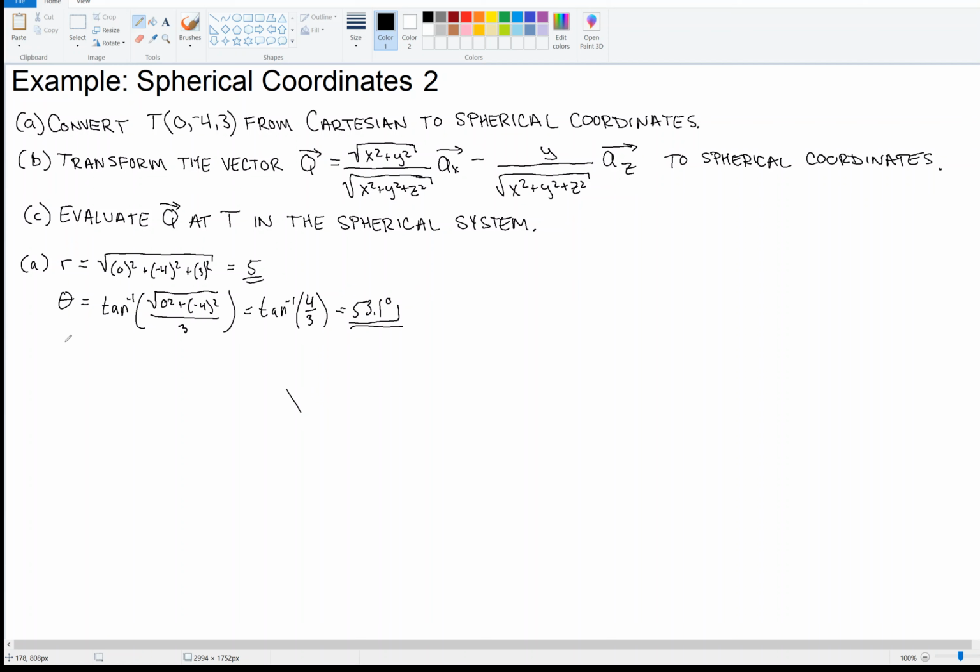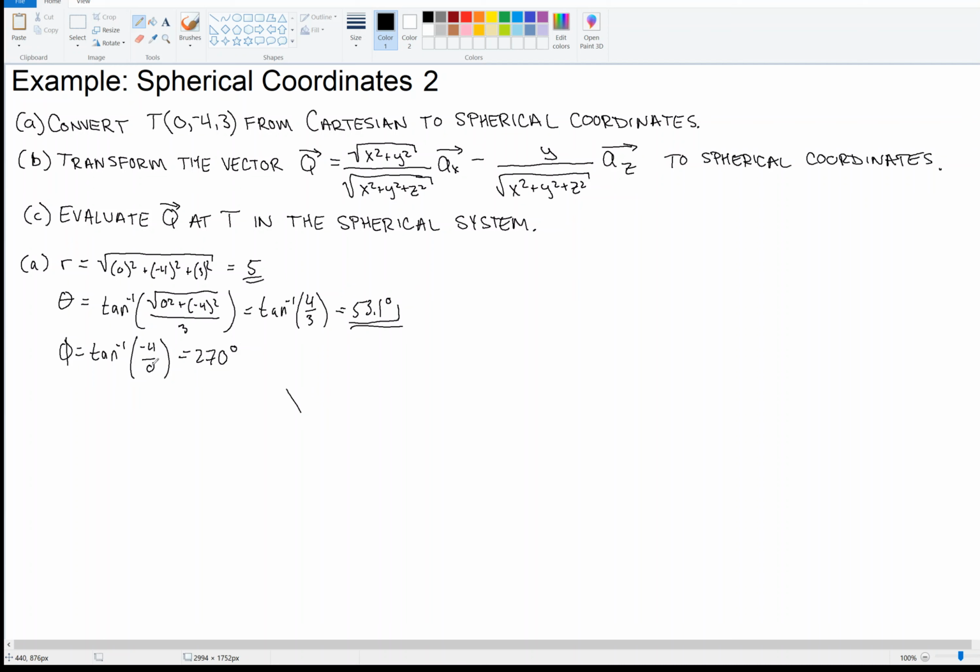And then finally we're going to get phi, and phi is the inverse tangent of y over x. So that's -4 over 0. So if we think, what is the angle when we have a negative y and a 0 x? Think about the xy coordinate system, 0 left and right, and then go 4 down. That puts us at 270 degrees exactly.